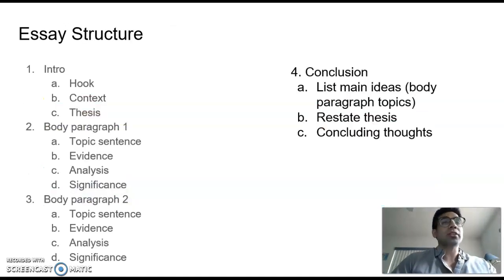So this is the essay structure. I'm going to go over this in future classes again and again, but just to expose you, the first paragraph is the intro. We got the hook, the context, and the thesis. Body paragraph 1 is going to be topic sentence, evidence, analysis, significance. I'll go over those in future lessons. Body paragraph 2, we got the same thing: topic sentence, evidence, analysis, significance. And lastly is the conclusion: a list of main ideas, your body paragraph topics, restate your thesis, and concluding thoughts.